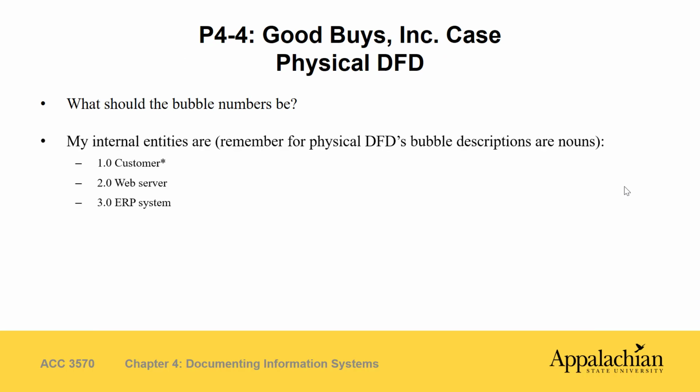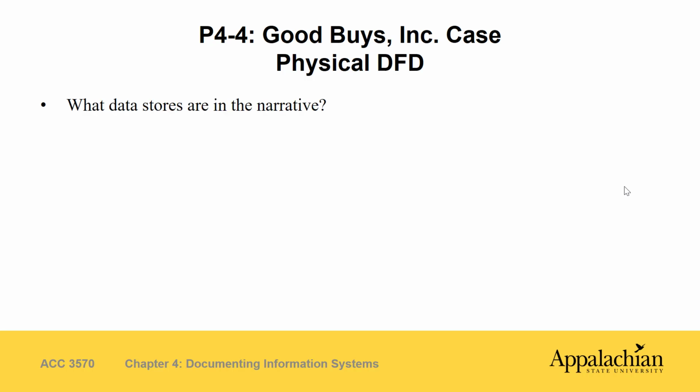So what should the bubble numbers be? And in class, I would have written this on the board. What are the bubbles? 1.0 is your customer, 2.0 is your web server, and 3.0 is your ERP, and that little asterisk is next to it, just to emphasize that the customer is an internal entity in this data flow diagram. So what are the data stores? Would I ask them on the board? Sales data, AR master data, and inventory master data.